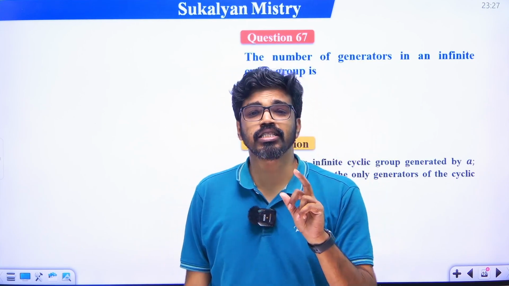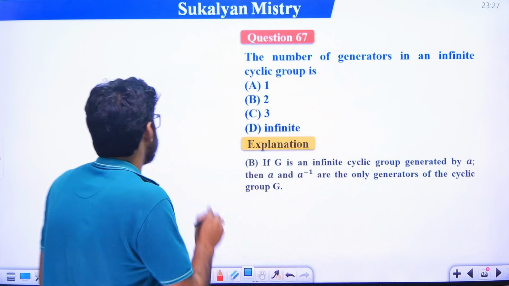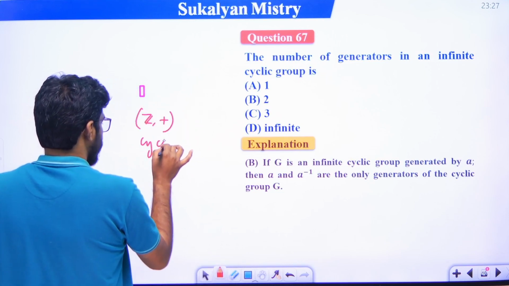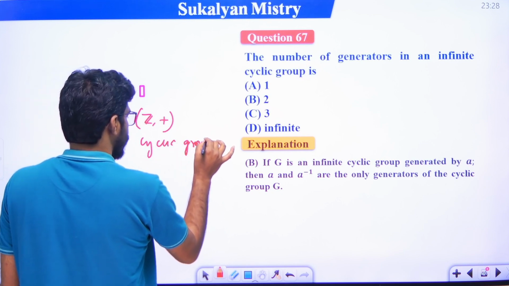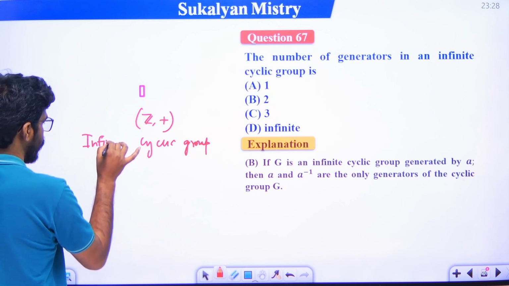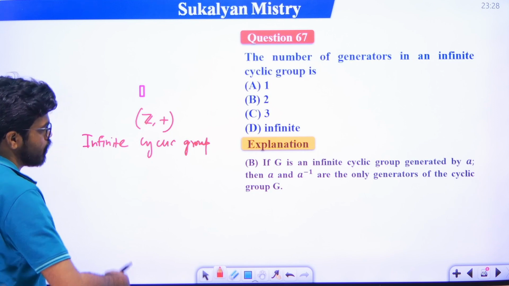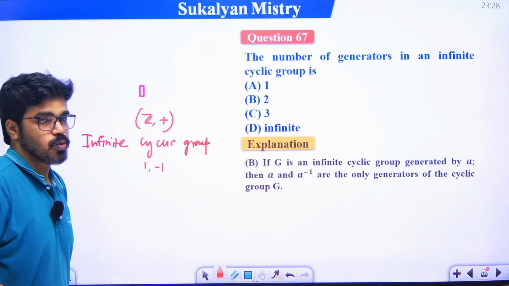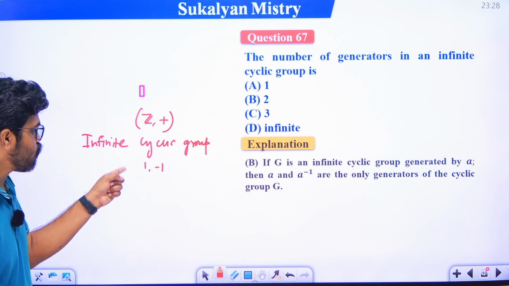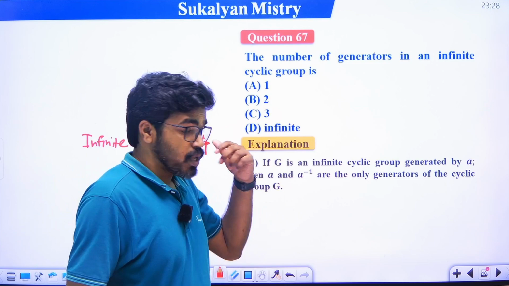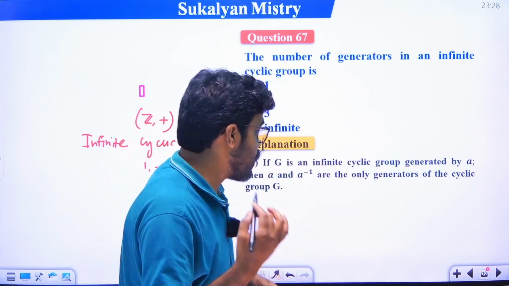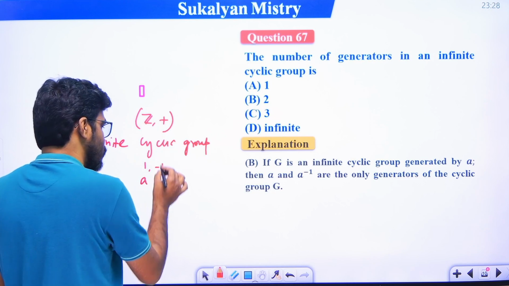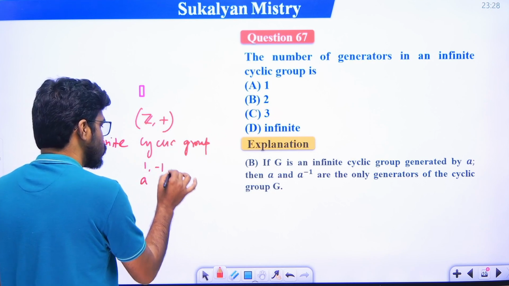For example, if you consider the group Z comma plus, this is a cyclic group, right? Basically this is an infinite cyclic group, right? So what are the generators of this cyclic group? The generators of this cyclic group are 1 and -1. Okay, so an infinite cyclic group has two generators: if a is a generator of the cyclic group, then a inverse is also a generator of the cyclic group. Here 1 is the generator of the cyclic group, and 1 inverse, that is -1, is also a generator of the cyclic group.